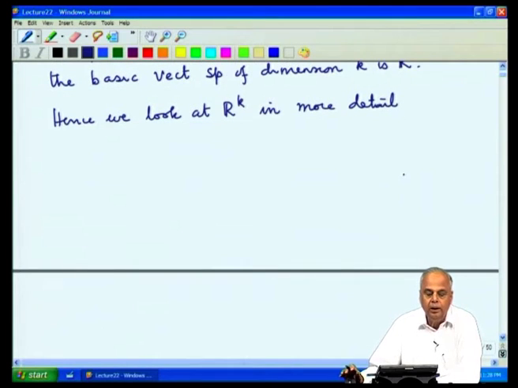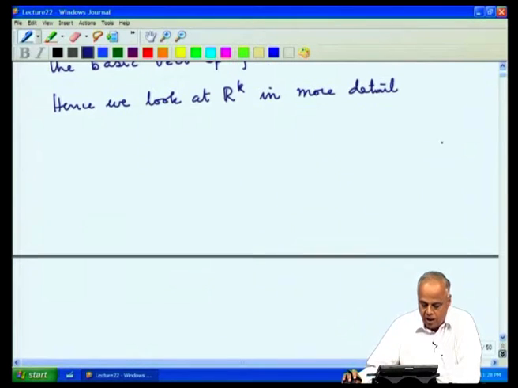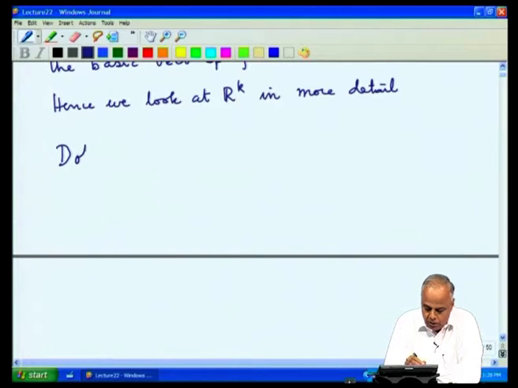The first thing that we observe is R k being a vector space, it already has this basic algebraic structure given by the two basic operations of the vector space, namely addition and scalar multiplication. Now, we are going to bring in more structure which is more geometric in nature on the space R k. So, we look at the notion of first the dot product, which most of you will be familiar with.